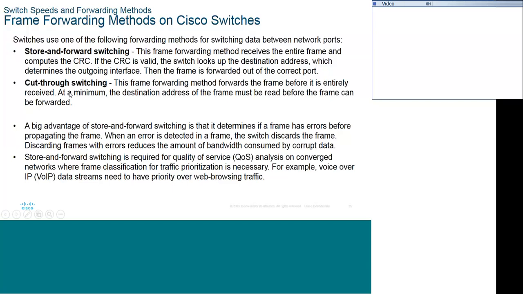So it forwards before making a check of the entire frame. The destination address of the frame must be read before the frame can be forwarded, at the minimum. It sends the frame as soon as it arrives at the switch. Within cut through, we have fast forward switching, and also fragment free switching.